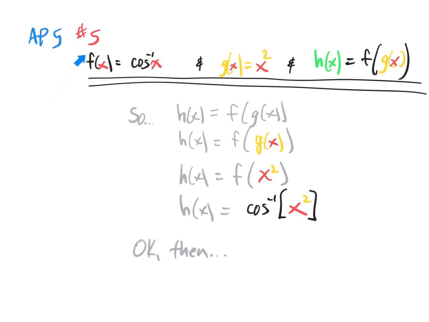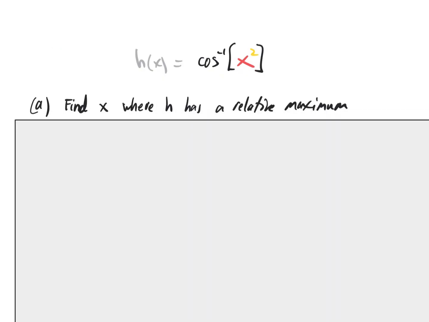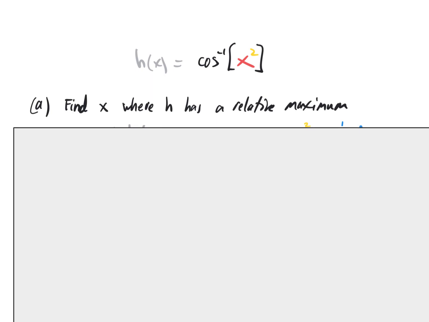Let's take a look at number 5, where f is the arc cosine and g is x squared. H is the composition, f of g. Therefore, h is f of x squared, which means h is the arc cosine of x squared. All right, so now we know that h is the arc cosine of x squared. So let's find out where x has a relative maximum.